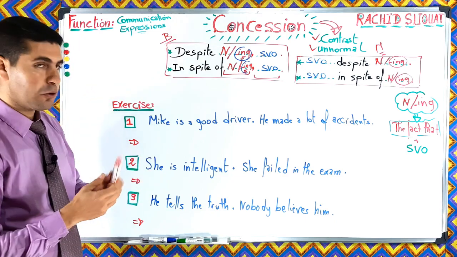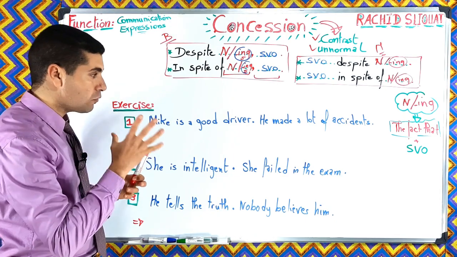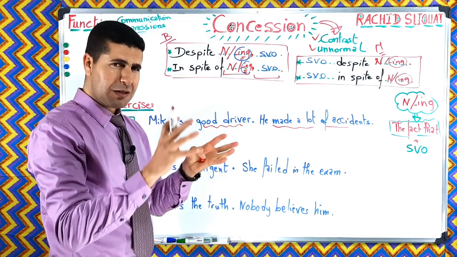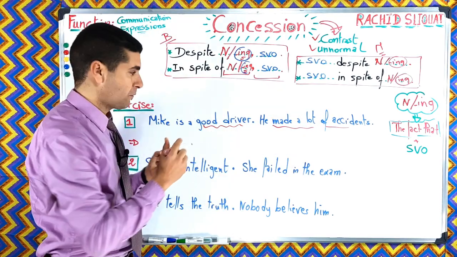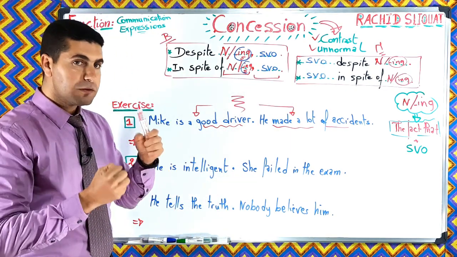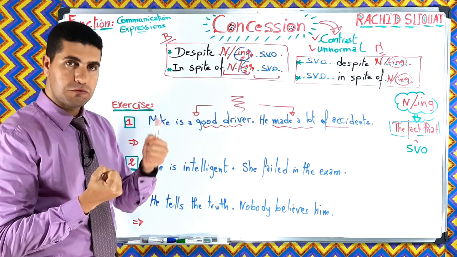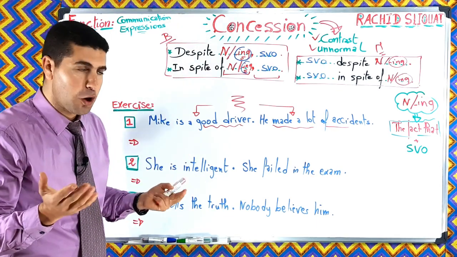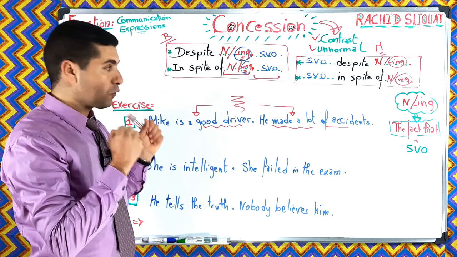Mike is a good driver, as you can see. He made a lot of accidents. So there is something abnormal, questionable here in these two sentences. Somebody who is a good driver makes accidents? For sure, no. But in this case, he is a good driver.